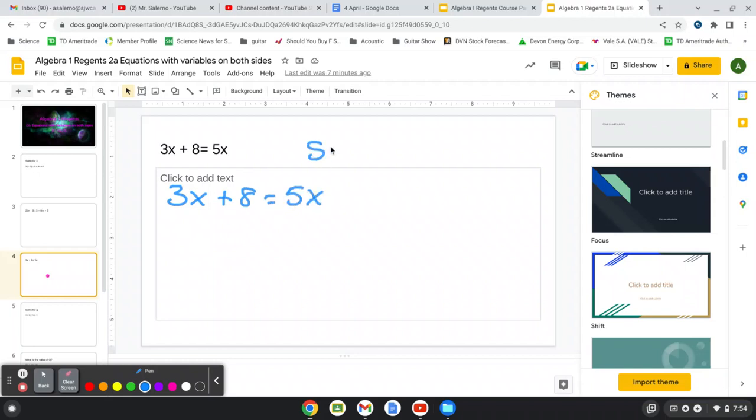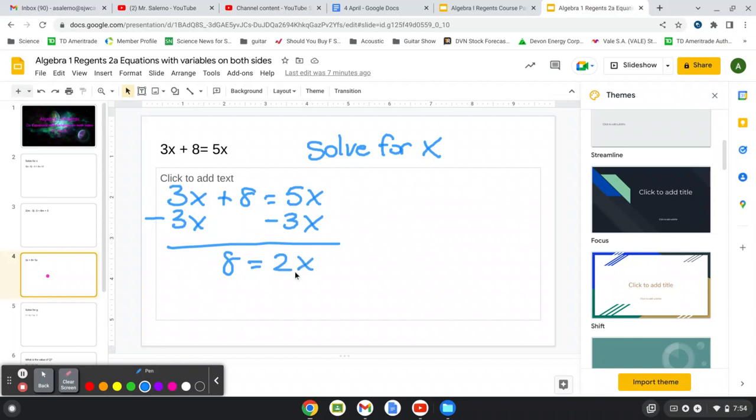Here we're solving for x. Again, you don't care what the variable is. Minus the 3x on both sides. And now we're going to have 8 equals 2x. Divide out the 2. And x equals 4. Right? Double check, right? So 4 times 3 is 12. 12 plus 8 should equal 5 times 4. And it does. 5 times 4 is 20, and 12 plus 8 is 20.